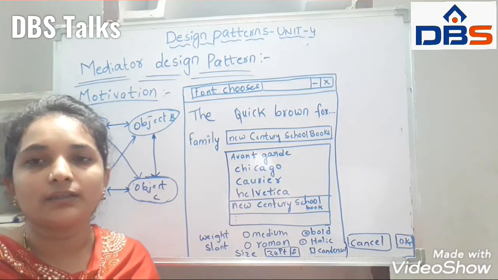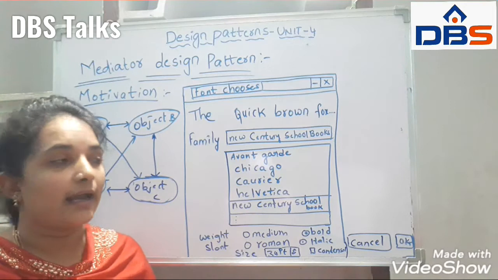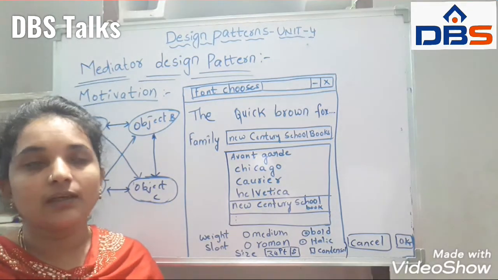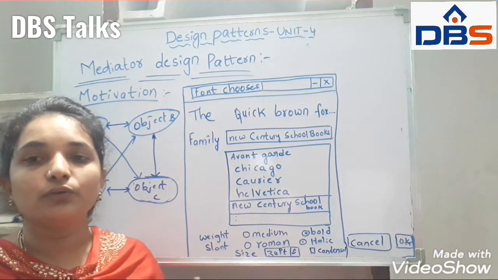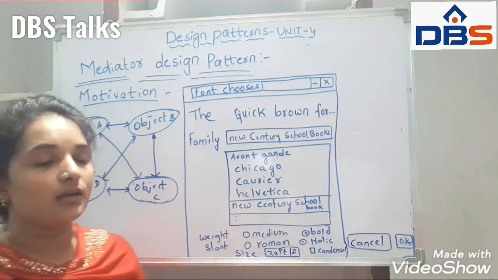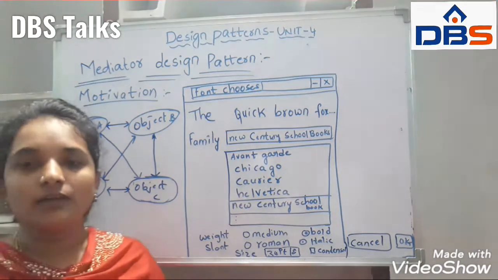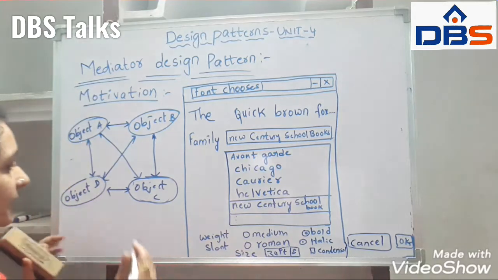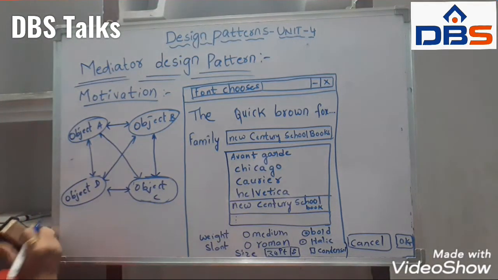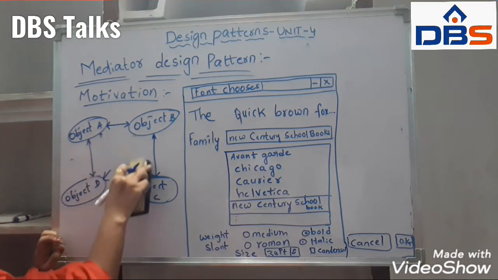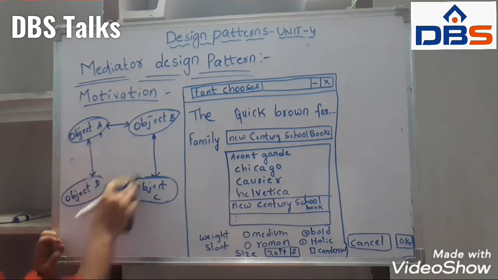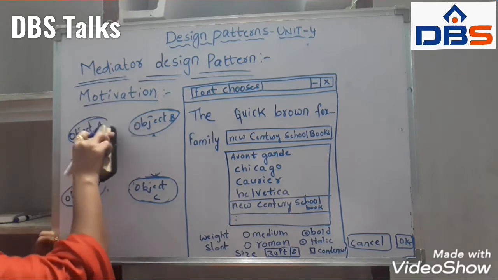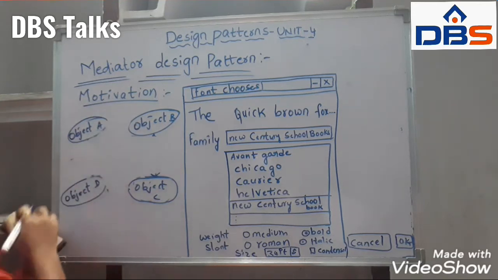In order to avoid that clumsiness of communication and the number of connections between the objects, we use the mediator object. Whenever we provide that mediator, our complexity will be reduced between the objects. We don't directly call the objects when we use the mediator.